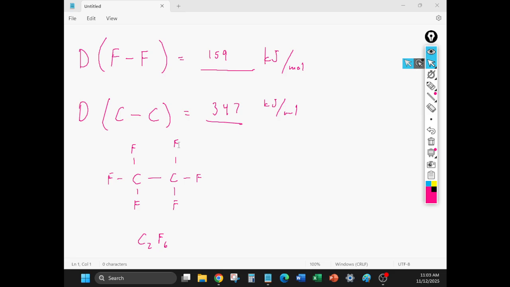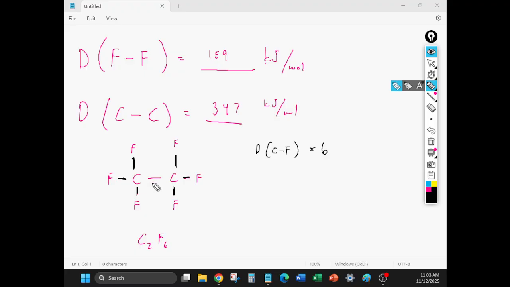Now, in order to calculate the bond enthalpy of this molecule, what we have to do is count up how many of each bond is in this molecule. So let's take a look at this molecule. If you take a look, there are a bunch of carbon-fluorine bonds, right? So there's a CF bond right here, another one here, another one here, so on and so forth. So we're going to have a total of 6 CF single bonds. Make sense, everybody? Just looking at the structure, there are 6 different CF single bonds.